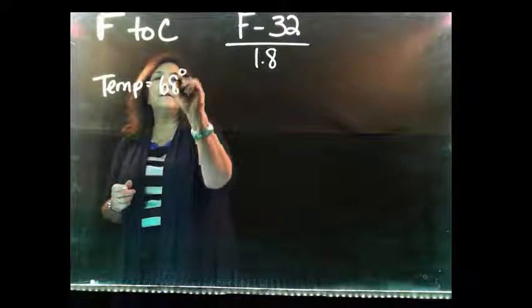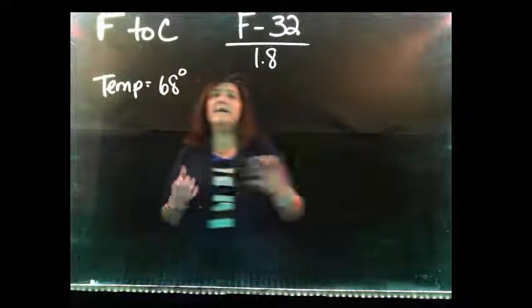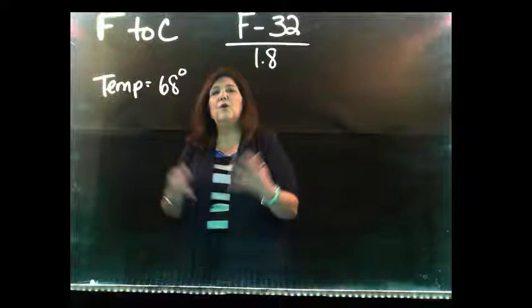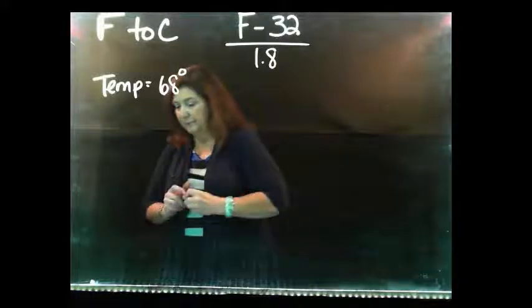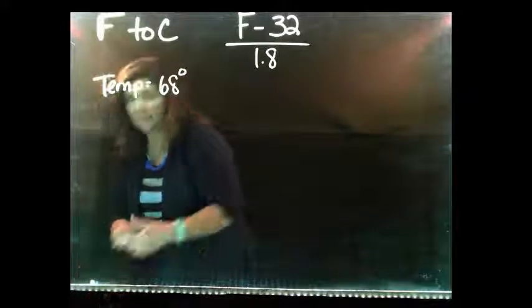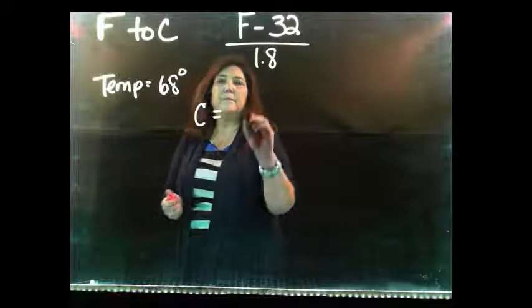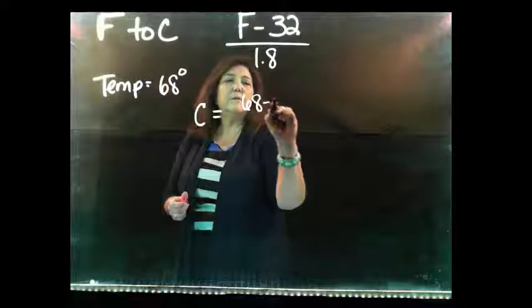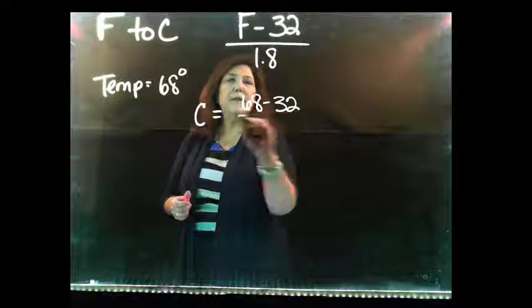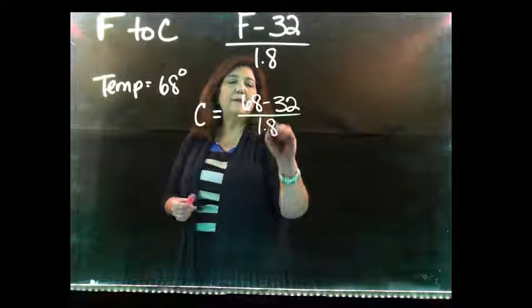So let's say we started out with a temperature that was 68 degrees, and that's 68 degrees Fahrenheit, and I needed to convert that to Celsius. Well, I can now say that Celsius equals 68 minus 32, and then I'm going to divide that by 1.8.